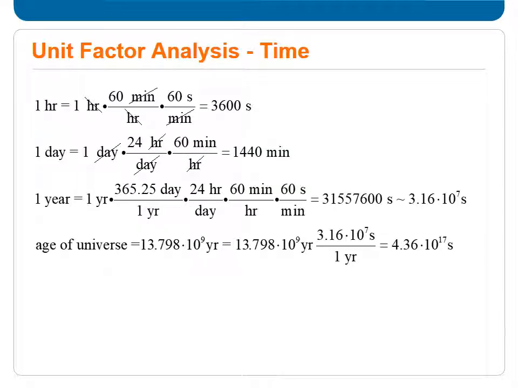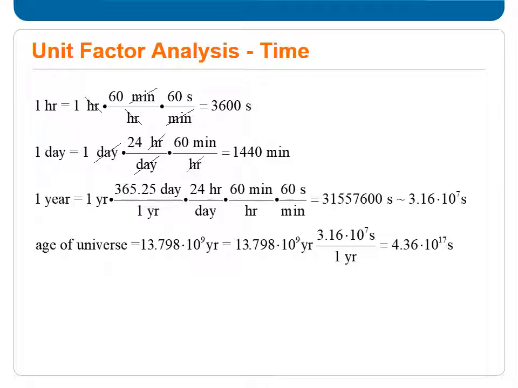Here are some examples. First, find the number of minutes in a day. We take our quantity of 1 day and multiply it by 1, that unit factor of 24 hours per day, and then multiply it by 1 again, that unit factor of 60 minutes per hour. Cancel the units of hours and days as if they were algebraic quantities in the numerator and denominator. The result is that there are 1,440 minutes in a day.